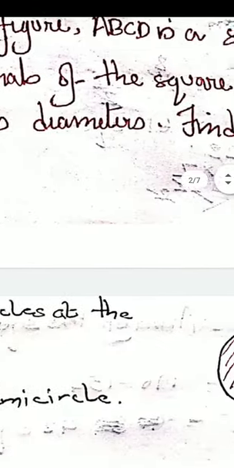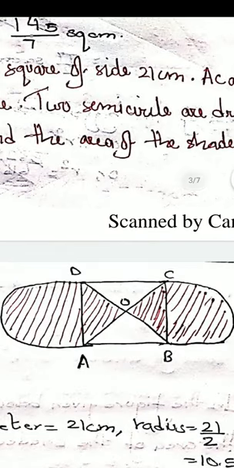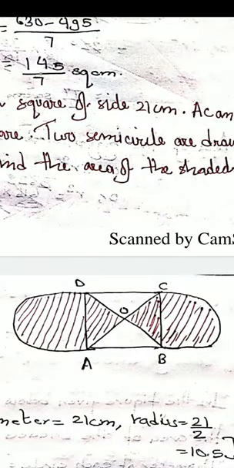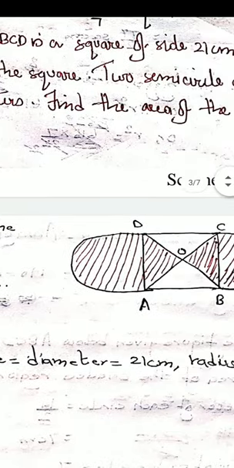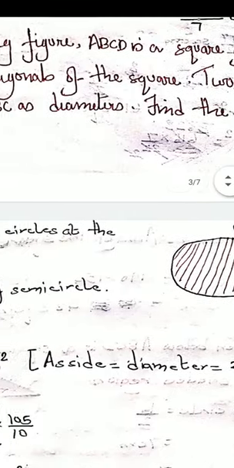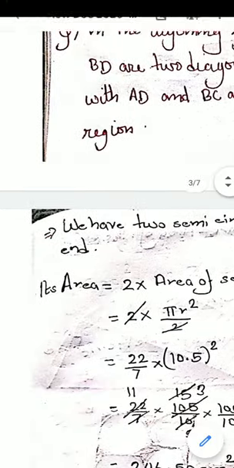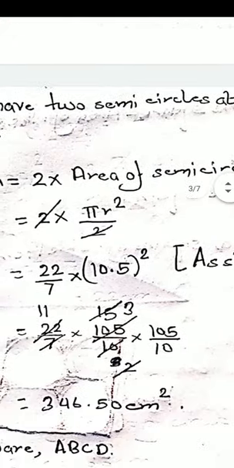So this is the diagram that I have with me. Okay. So ABCD is a square and AC and BD are two diagonals, and there are two semicircles at the end of this diagram. Okay, so we are supposed to calculate the area of the shaded region. So I'll start by saying we have two semicircles at the end. Its area equals to 2 into area of the semicircle. So 2 into pi r square, so that should give me 22 by 7 into 10.5 square.